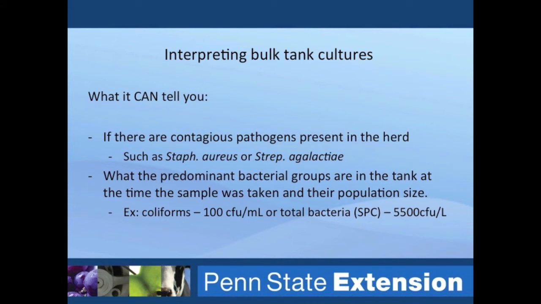Bulk tank cultures are not a replacement for individual cow sampling, but they are a useful tool. Bulk tanks can tell you if there is a contagious pathogen present, such as Staph aureus or Strep Ag. Bulk tank cultures can also give you an idea of what types of bacteria are predominant and their approximate numbers. Bulk milk culturing could detect if you're having a coliform problem or not, or if there are a tremendous amount of cold-loving bacteria in the milk.